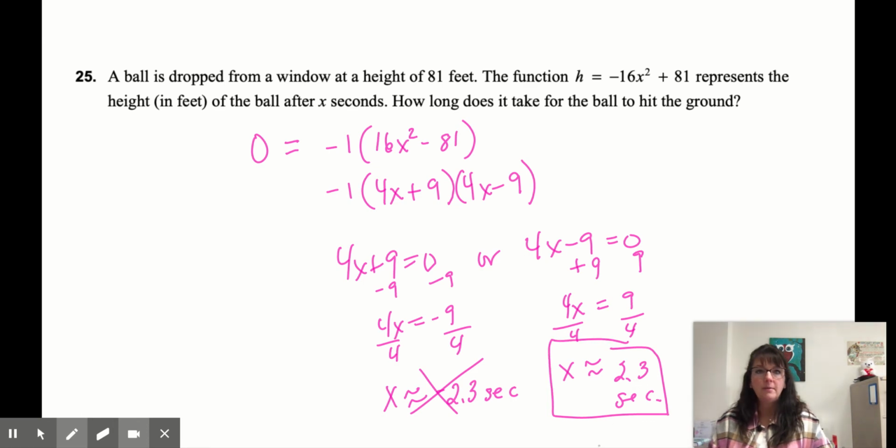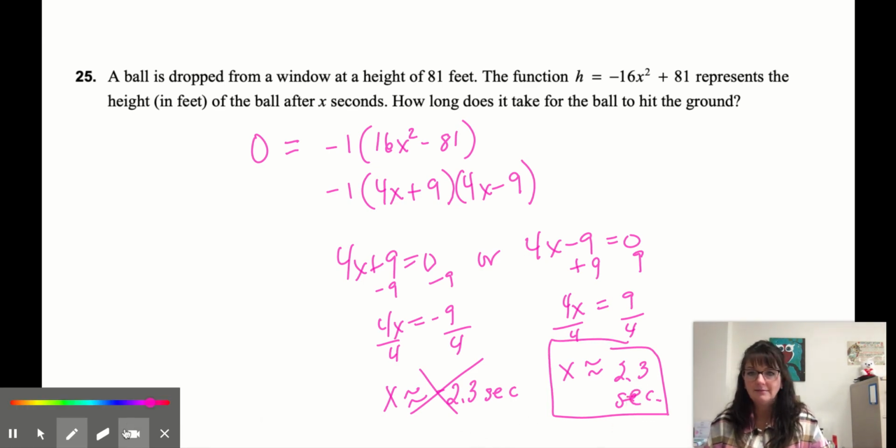And that's how we would find about how long it takes before it hits the ground. All right, now we're done.